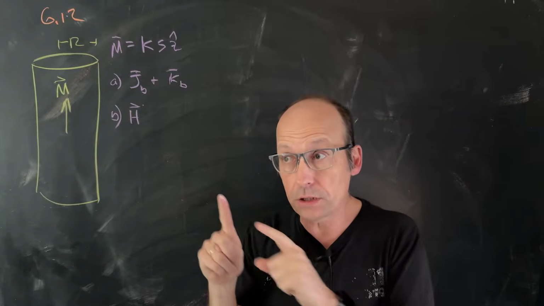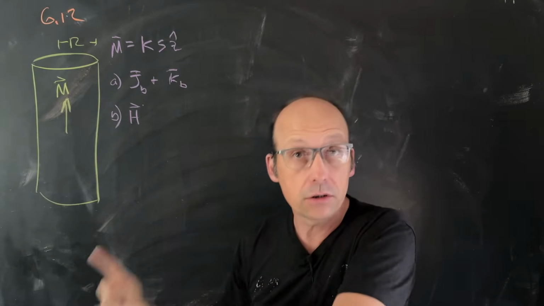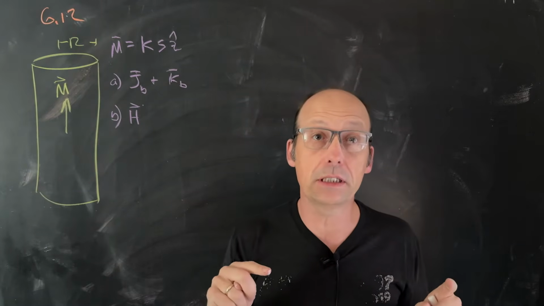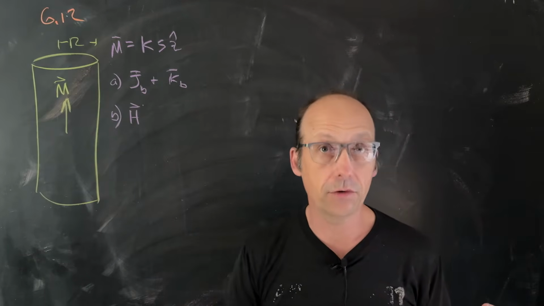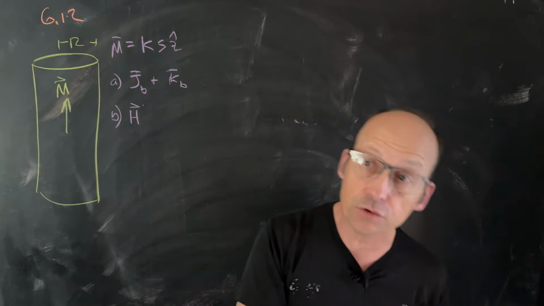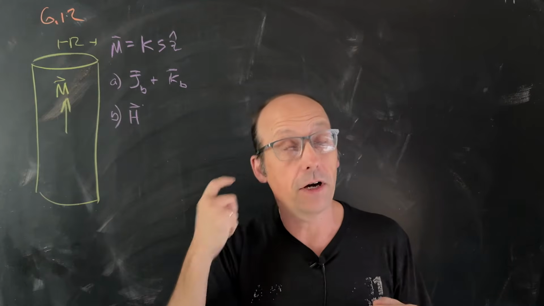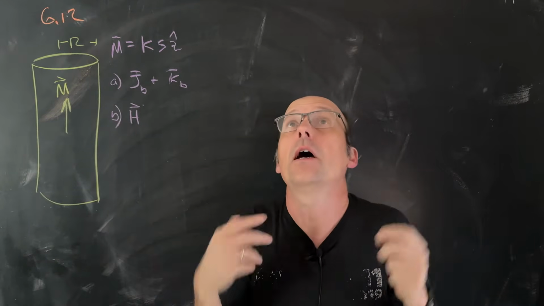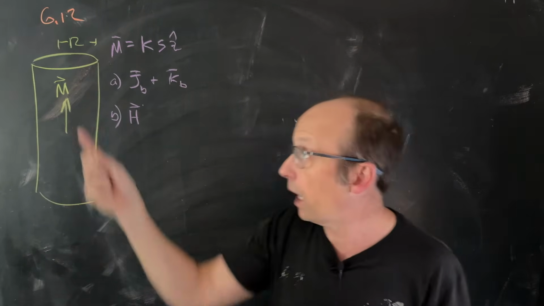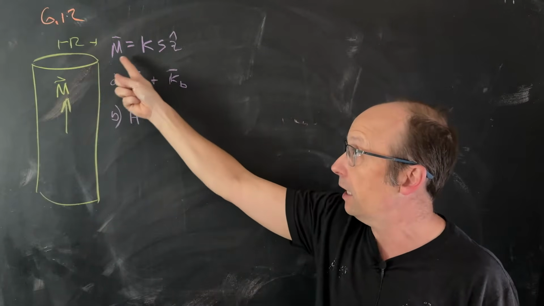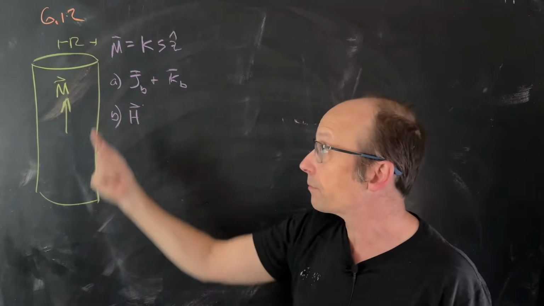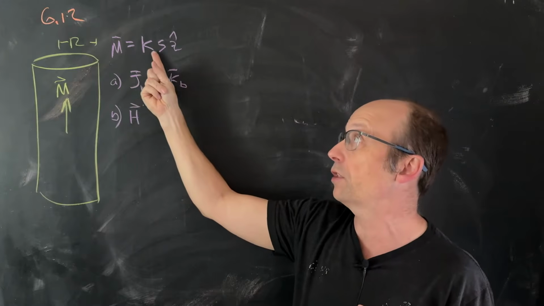First, we're going to find the bound surface current and volume current density and use that to find the magnetic field. And then we will use the H field and Ampere's law to find the magnetic field. We're going to use Ampere's law either way, but let's just get into it. So we have this magnetization in the z direction, and it has some function k, s, z hat.